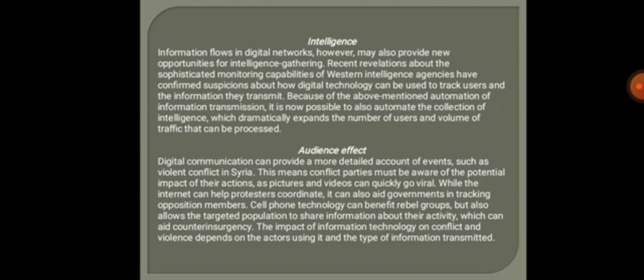On the audience effect, digital communication can provide a more detailed account of events, such as a violent conflict in Syria. This means conflict parties must be aware of the potential impact of their actions, as pictures and videos can quickly go viral. While the internet can help protesters coordinate, it can also aid governments in tracking opposition members. Cell phone technology can benefit rebel groups, but also allows the targeted population to share information about their activity, which can aid counterinsurgency.